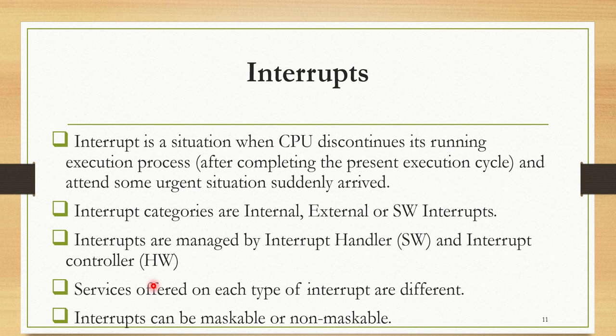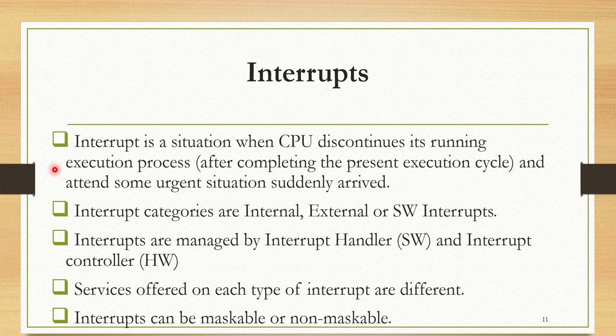Similarly, in a computer also there is an interrupt. Interrupt is a situation when the CPU discontinues its running execution process and attends to some urgent situation that suddenly arrived. So when the CPU is busy executing its instructions, what the CPU does basically is fetch an instruction, execute the instruction, then store the result in a register. I mean the CPU's own memory. Register is the CPU's own memory.